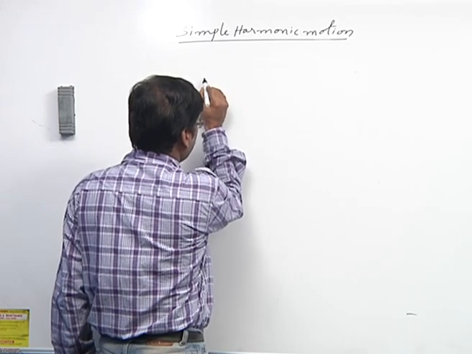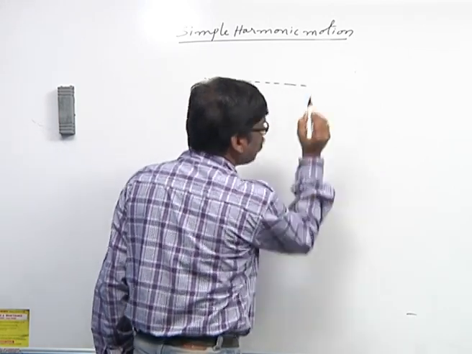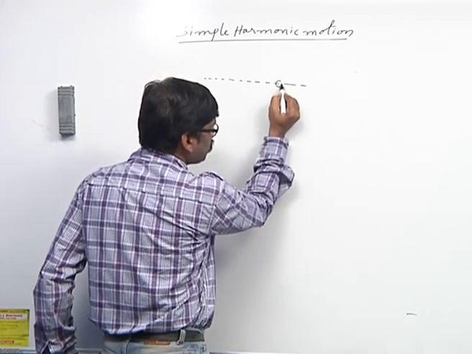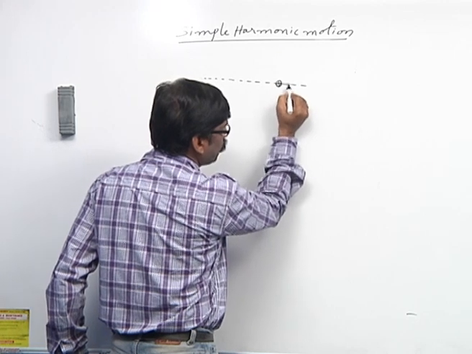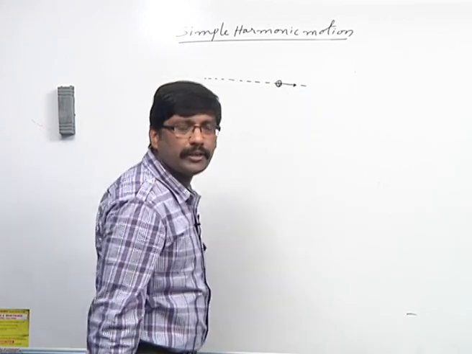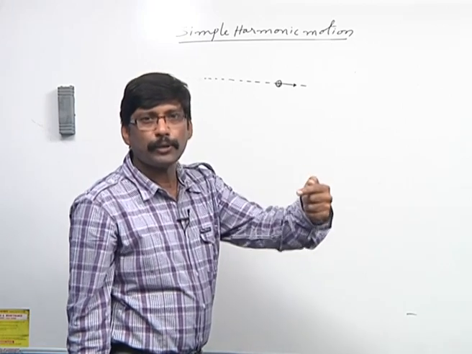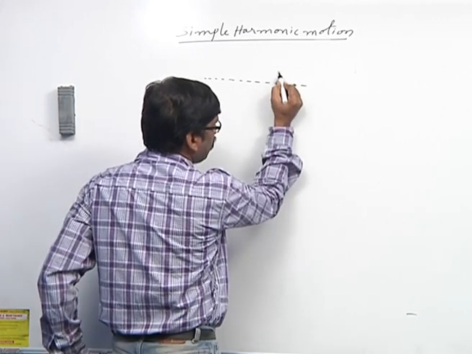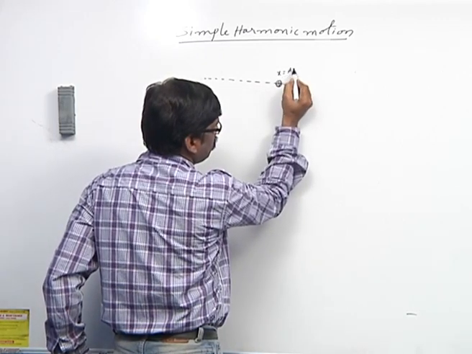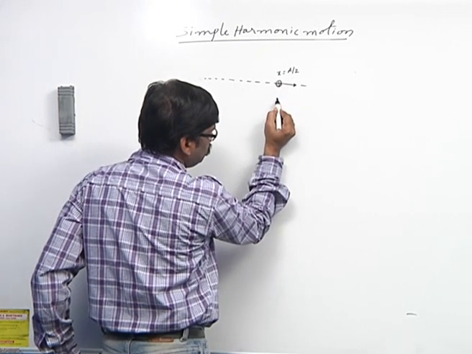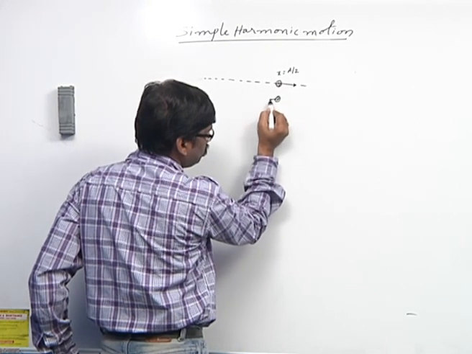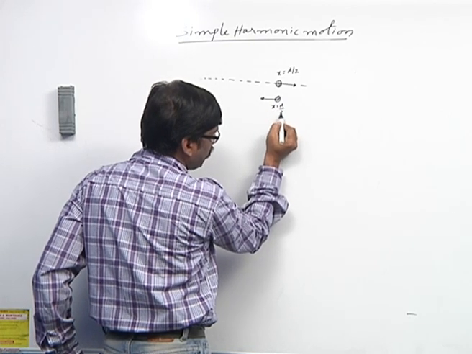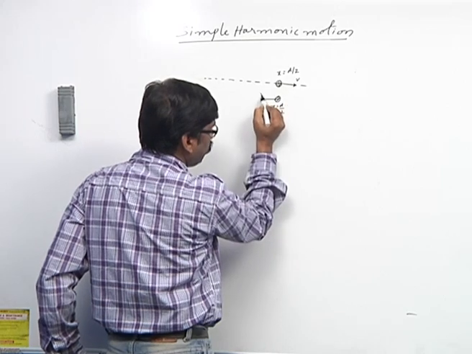Let us say a little bit complicated. Take one simple condition. Two particles which are in SHM with the same amplitude and time period, meeting at x is equal to a by 2.